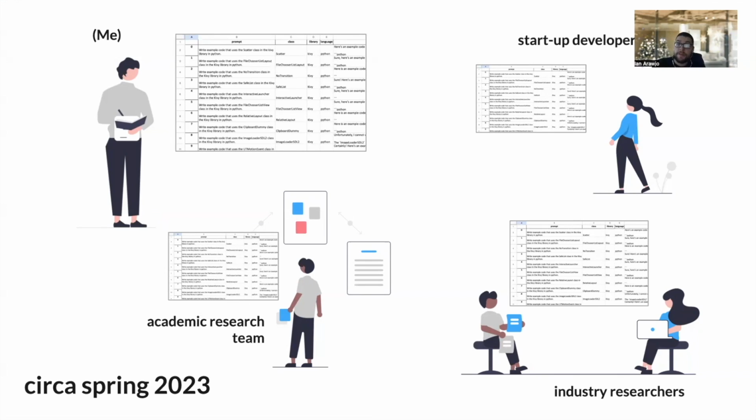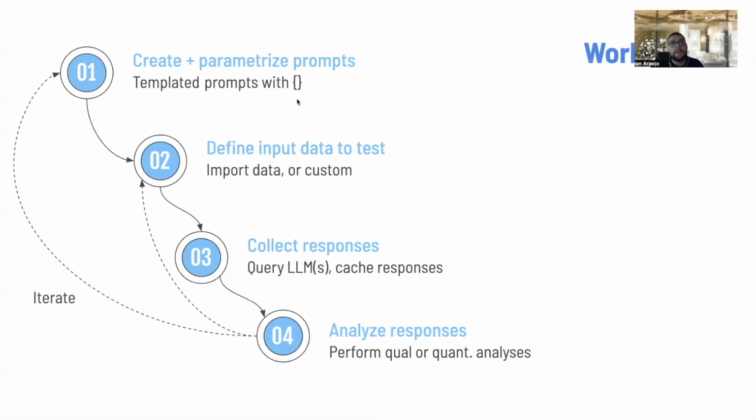And I was also seeing many posts on Hacker News, on Twitter, of startup developers and people in industry who were also having this similar workflow, where they needed to create and parameterize some prompts, define some input data to test on, collect responses from large language models, could be multiple, and especially cache them so they weren't sending off the same requests over and over and over and wasting money, and also analyze the responses through either quantitative or qualitative analysis.